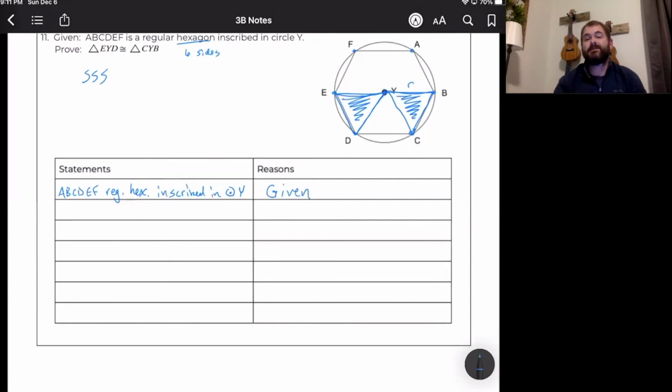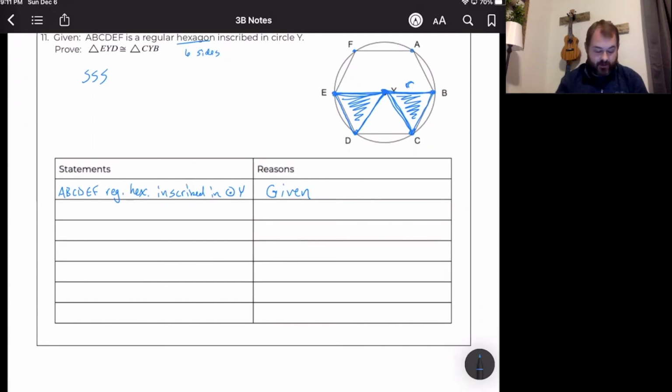Now, because it's inscribed in a circle Y, every one of these segments that touches point Y in the middle there is a radius. Okay, and because every one of these is a radius, that means they're all the same length. They got to be congruent to each other. That's what a radius means. It's the same distance all the way around the circle. So we can actually use something called the definition of the radius to say that those segments are congruent.